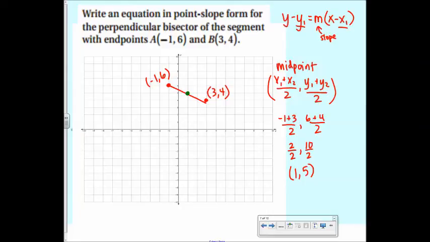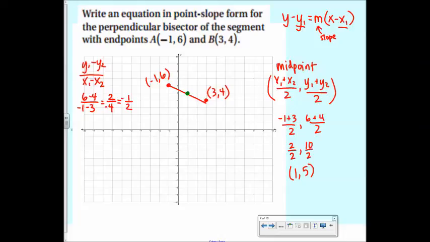The next thing I need to do is figure out the slope. And I know the slope of anything is just y1 minus y2 over x1 minus x2. So y1 here would be either 6 minus 4 or 4 minus 6. I'm going to do 6 minus 4. So 6 minus 4 over negative 1 minus 3, which ends up giving me 2 over negative 4, which simplifies to 1/2, but a negative 1/2.